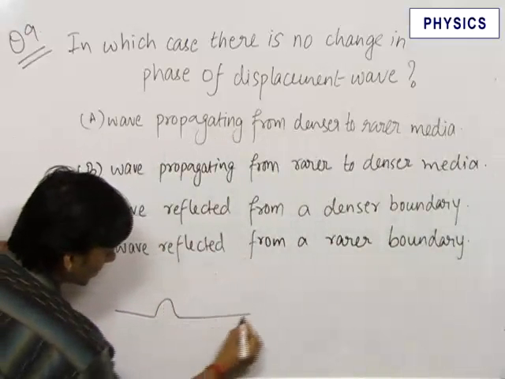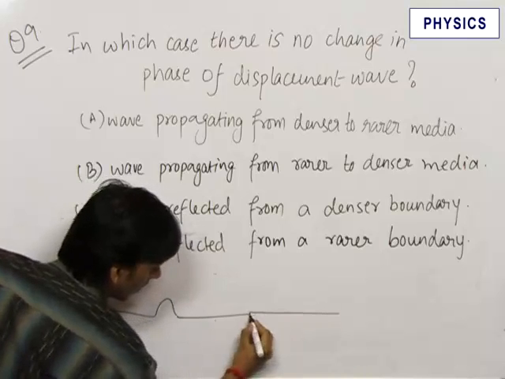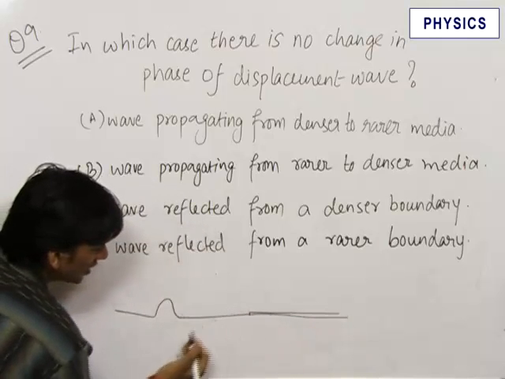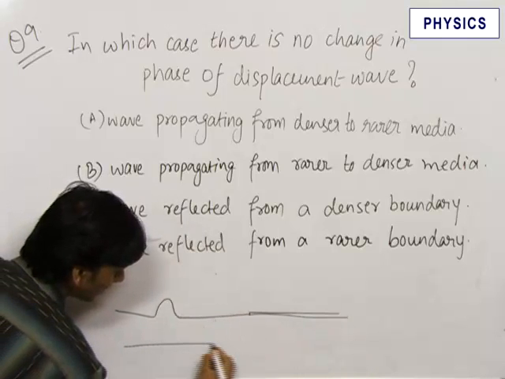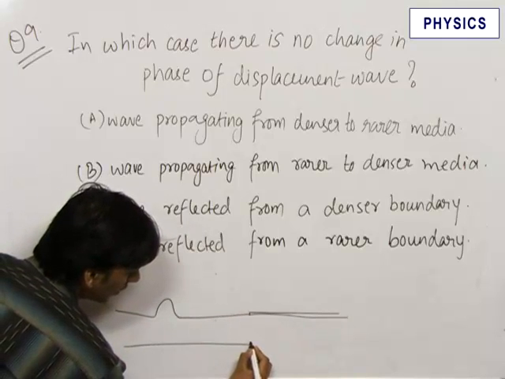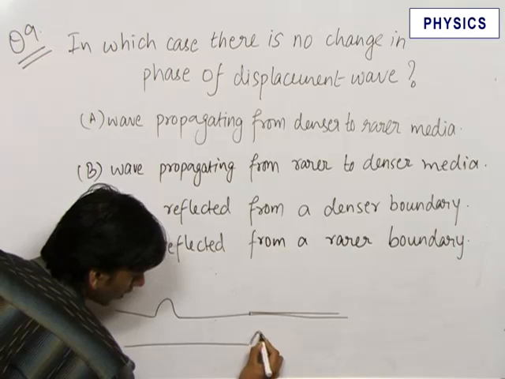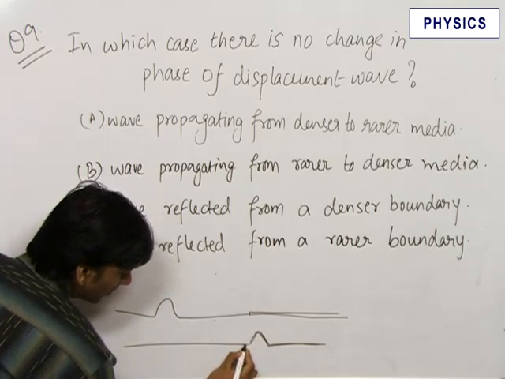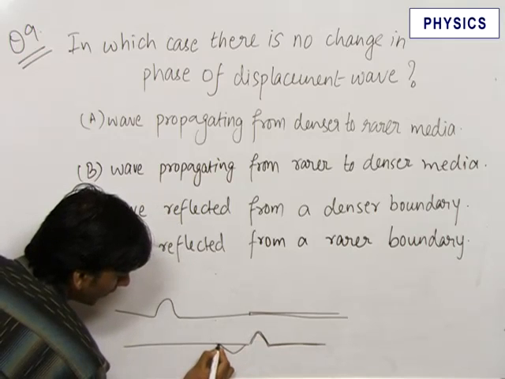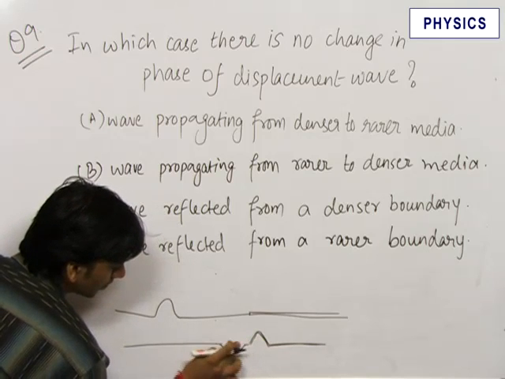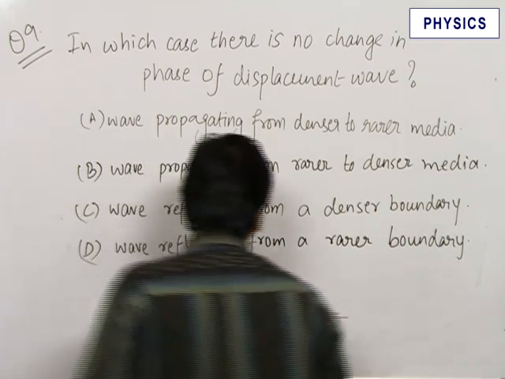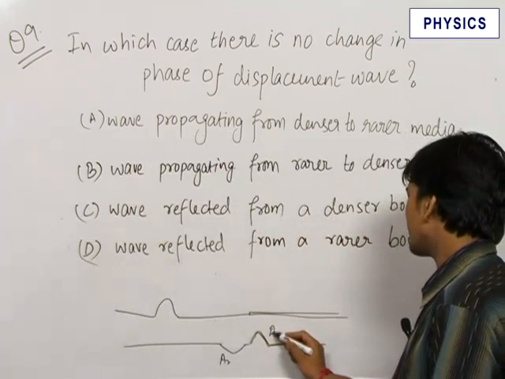Let this be a pulse in a string and let this be another string. So, when this pulse reaches here, what happens is that there is a transmitted wave in the string and there may be a reflected wave in this string also. The amplitude of this wave is AR, the amplitude of this wave is AT.